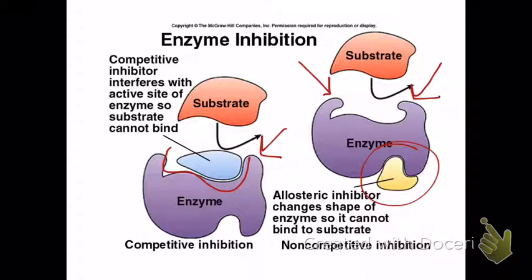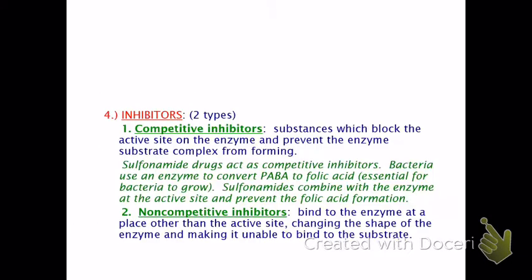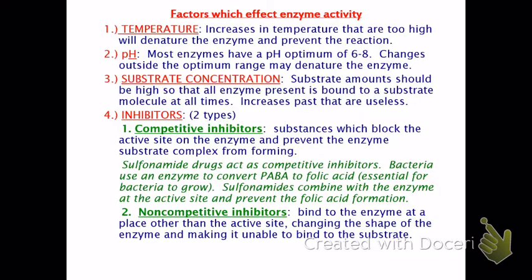The one you want to know for sure is a competitive inhibitor. Remember what I told you, you always want to know the examples. That's what they're going to be on the test. An example of a competitive inhibitor is the sulfa drugs. Sulfonamide drugs are a type of antibiotic that works because it's a competitive inhibitor. The enzyme inside the bacteria is required to make folic acid, and bacteria have to have folic acid. The enzyme that produces folic acid breaks down a substrate called PABA.